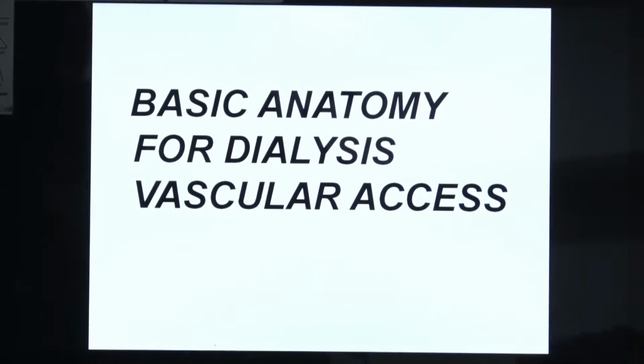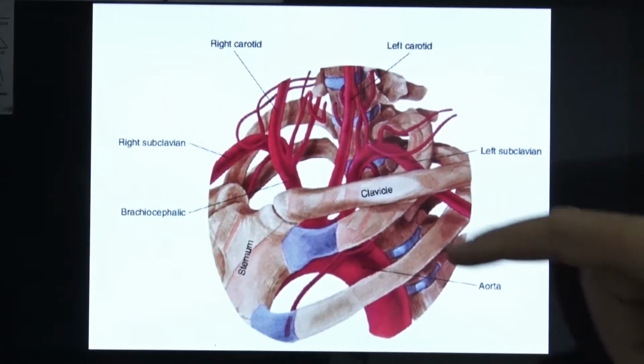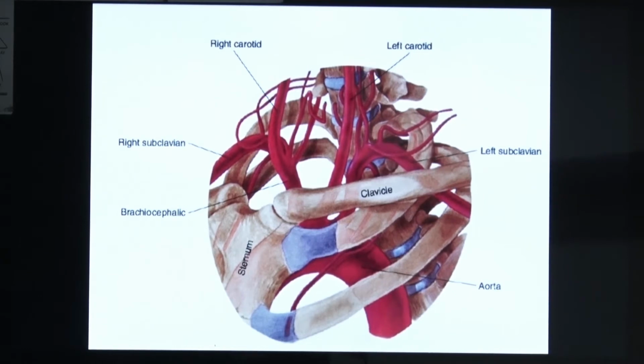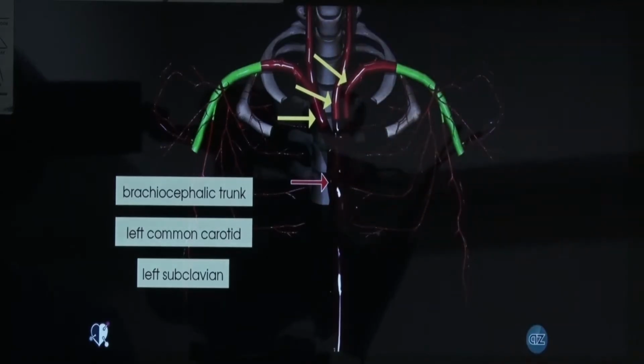So we are going to learn about the basic anatomy for the dialysis vascular access. This presentation will give us some idea of how arteries and veins are formed. So these are the central veins. Central vein means those veins which are in the rib cage, arch of aorta, and on the right side there will be the brachiocephalic trunk, which is divided into the common carotid artery and the subclavian artery.